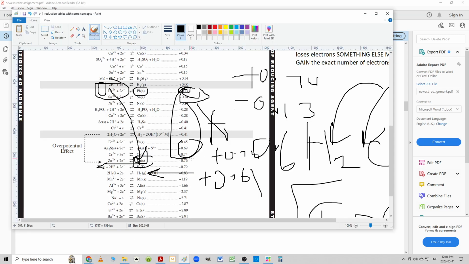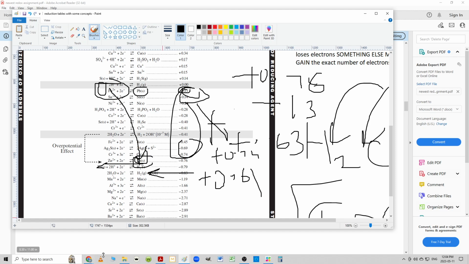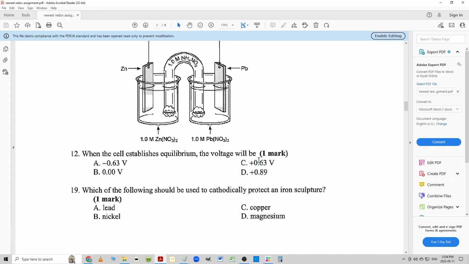Did I get zinc correctly? Oh, 0.76. Sorry, I was looking at chromium. So 0.76. There's my brain fart. Minus 0.13. I get 0.63 positive. It's never going to be negative, by the way, if it's happening spontaneously. It's always going to come out positive.